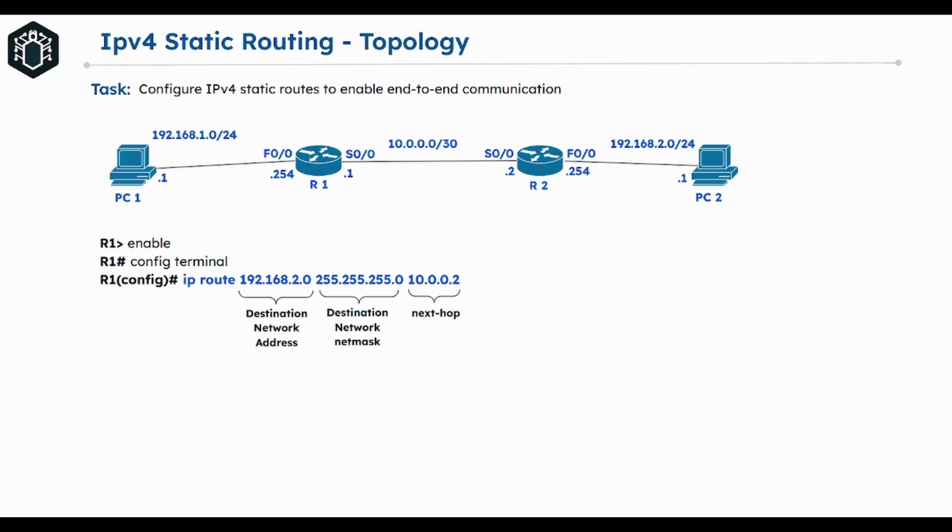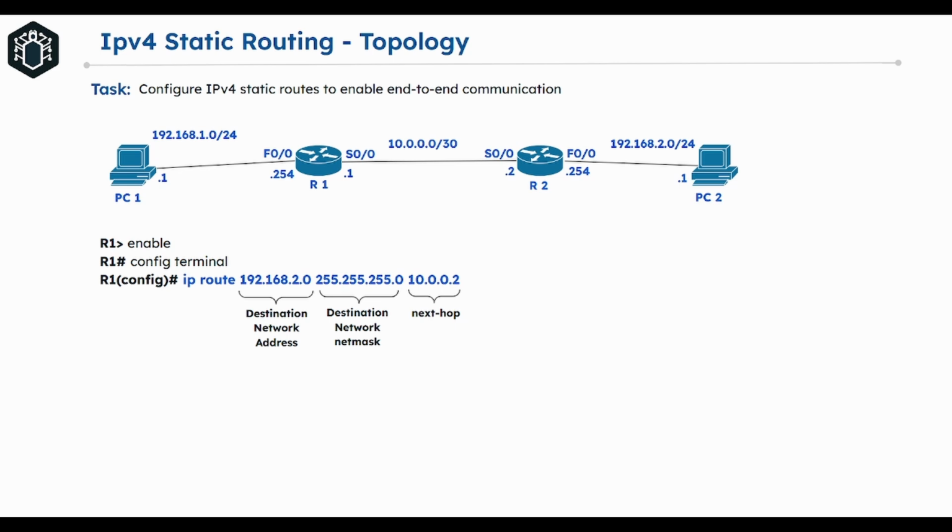So we manually add a static route on router 1. We are going to provide the command ip route and the destination address, which is 192.168.2.0 with its /24 network mask, and the next hop. What this command tells is that to reach the network 192.168.2.0, send the packet to router 2 at 10.0.0.2.